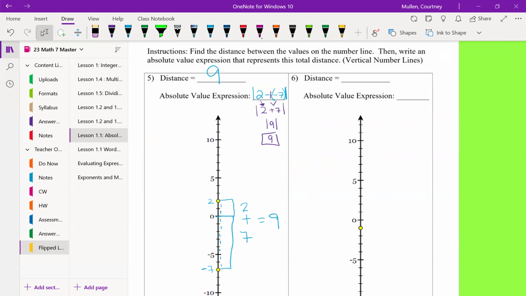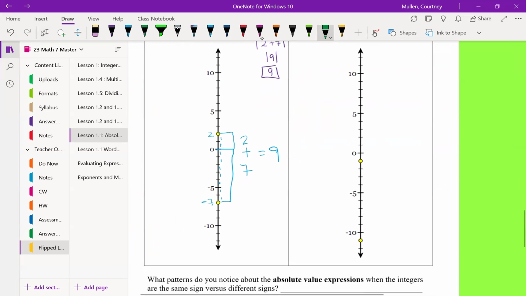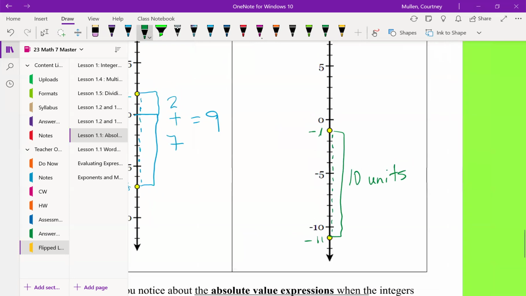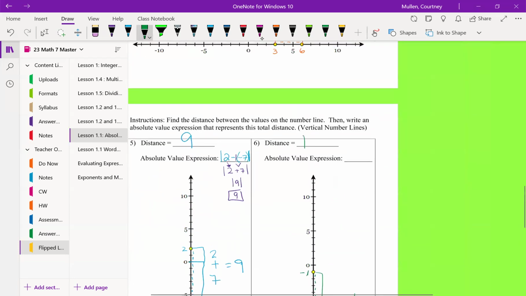Let's check and see how you did. So first we want to label our values. 1, actually -1, and -11. So first I'm just going to count the spaces to find the distance. 1, 2, 3, 4, 5, 6, 7, 8, 9, 10. So we know that this is 10 units. So our distance between those two values is 10.